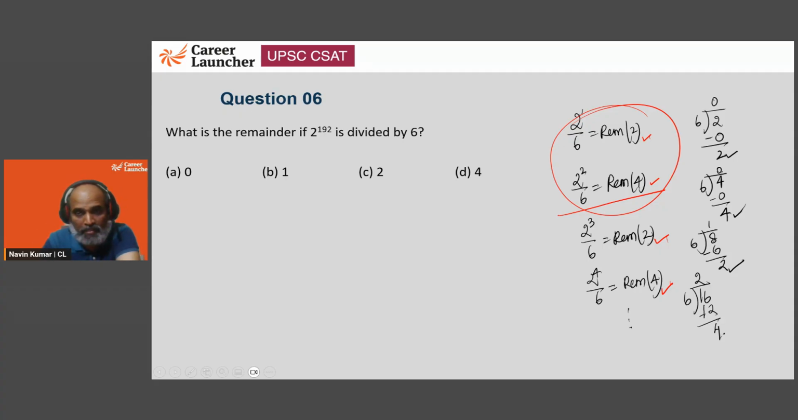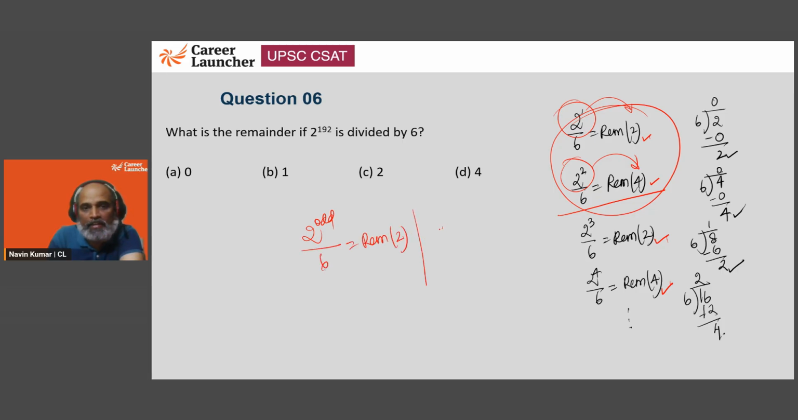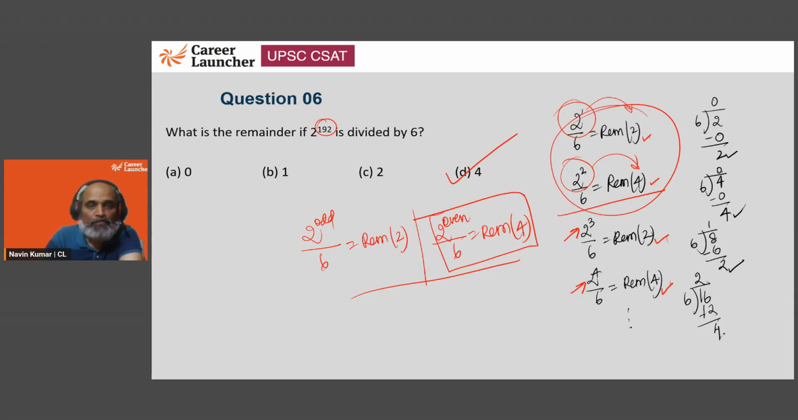It continues. Now, if you look at what power I get a 2 and at what power I get a 4, I see that whenever the power of 2 is odd and I divide it by 6, I get the remainder as 2. And whenever 2 has an even power and I divide it by 6, I always get a remainder of 4. This is true here as well. So this is the pattern I get. Well, I have an even power. That means I should get 4 as the remainder.